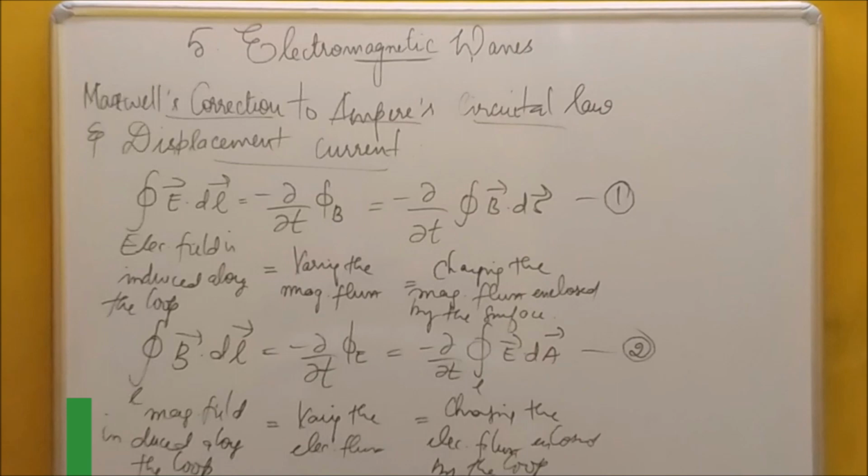This equation was given by Maxwell. So this law is nothing but Maxwell's law of induction. This is equation number 2, right? So from Faraday's concept, he said that by changing the magnetic flux, an electric field is produced. From Maxwell's concept, he says that by changing the electric flux, a magnetic field is produced.